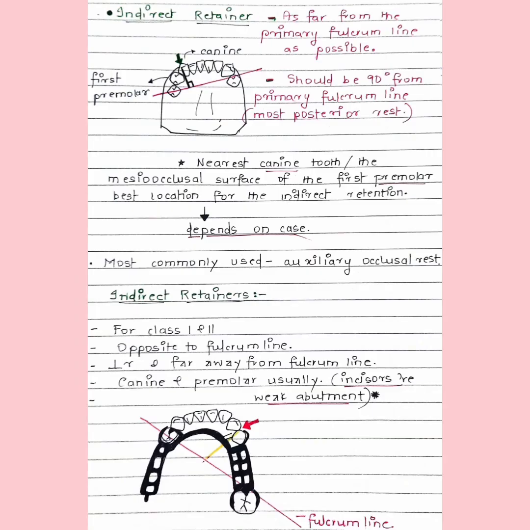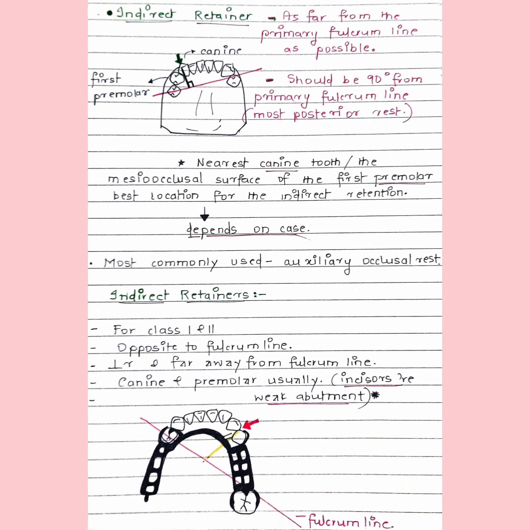The indirect retainer is placed as far from the primary fulcrum line as possible, and it is at 90 degrees to the fulcrum line. The fulcrum line is an imaginary line around which the RPD tends to rotate because soft tissues displace more, so rotation will arise here. The fulcrum line is between the two most posterior rests. The most posterior abutments, if you pass a line across them, that is this pink colored fulcrum line you see in the last picture. Perpendicular to that, the yellow colored line depicts the position of the indirect retainer.